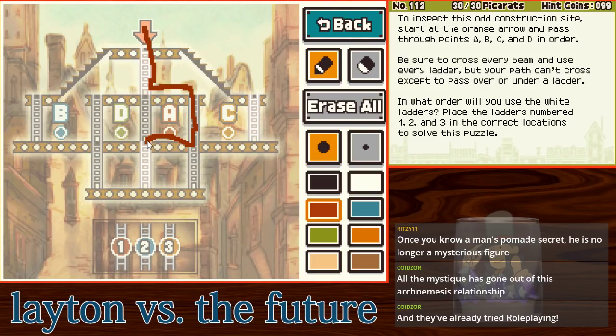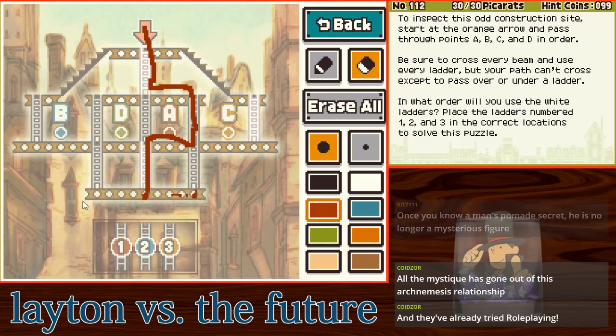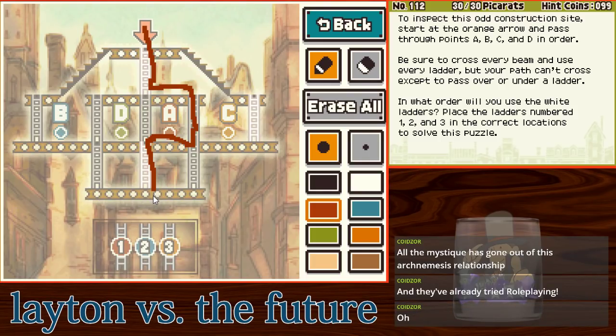And our path can't cross except to pass over or under a ladder. Which means that I could do this, right? Yeah, but we have to go to B first. Actually, I would go up. Yeah, I know. I'm just demonstrating what I'm allowed to do in this puzzle. No, we want to go down, right? I think we want to go up. Because if we go down, there's no way for us to get back to C after B. I think we cut ourselves off.